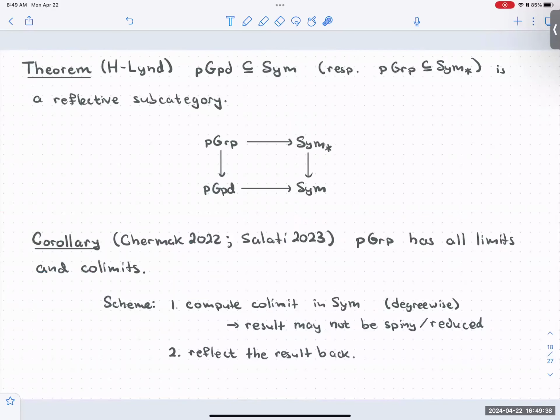Do we go for 50 minutes or 1 hour? One hour is fine if you want. Yeah. Sure. I think we should say something about higher Segal stuff since we started there.